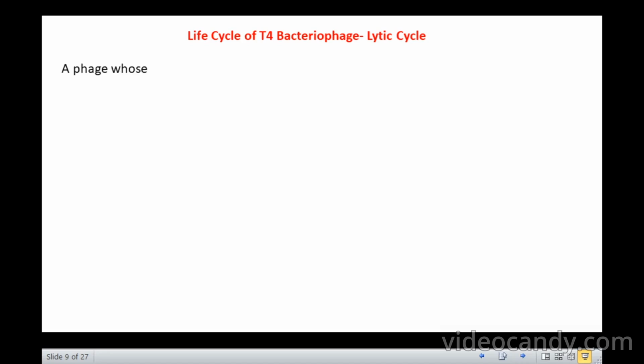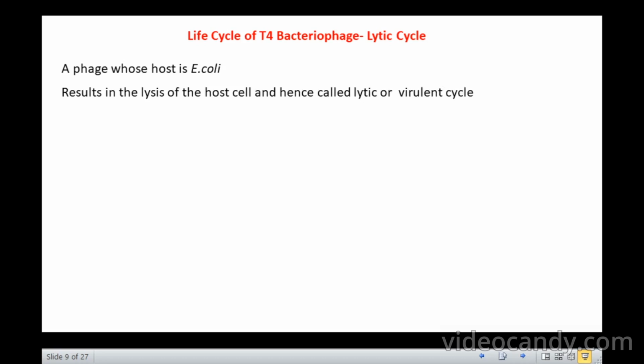It is a phage whose host is E. coli. T4 bacteriophage starts its life cycle with attachment to the surface of the host cell, followed by injection of the viral nucleic acid, replication using the host cell machinery, protein synthesis, assembly of the new phage particles, and finally, lysis of the host cell. Since it results in the lysis of the host cell, it is also called the virulent cycle.